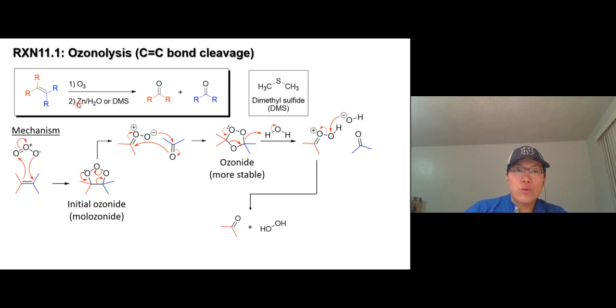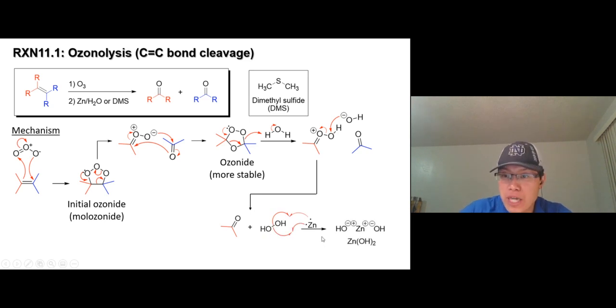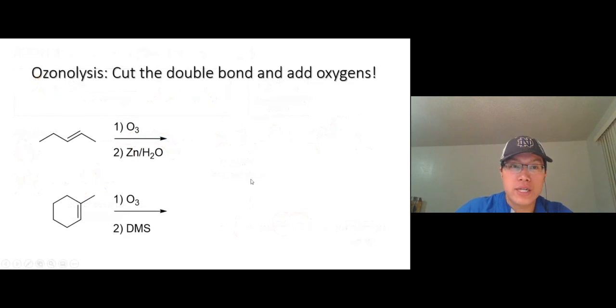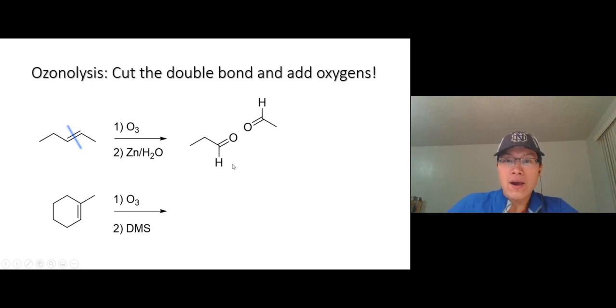In step 2 right here, zinc in water or DMS, we use that to destroy the peroxide. Take a look, it's a radical reaction. We'll learn it a couple chapters ahead, and we get zinc hydroxide at the end. You don't need to know this. This is how we're going to use it. Ozone will cut the bond like that. Just like when you cut your finger and start bleeding, you have to put on a band-aid, and the band-aid is actually the oxygen right there.